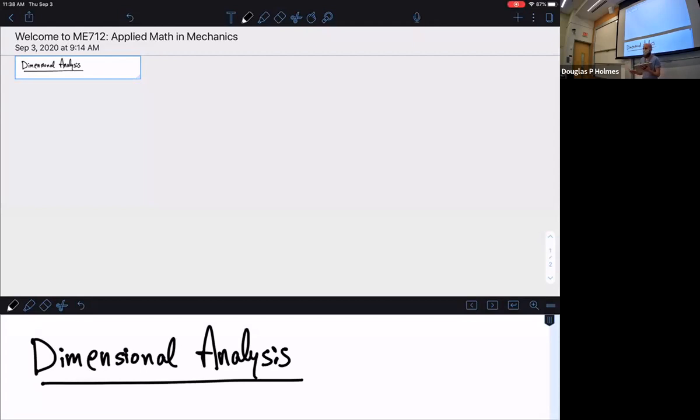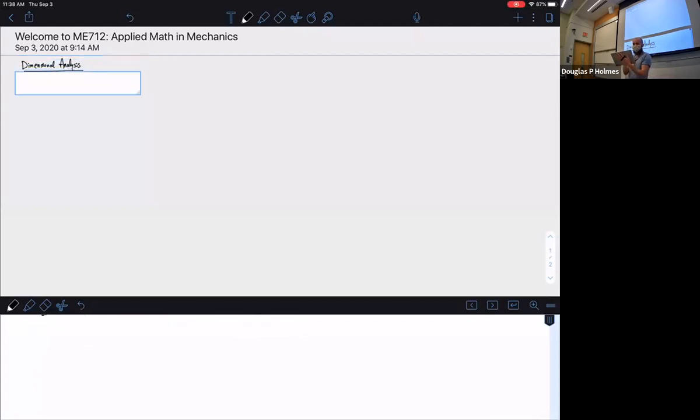And we'll start super basic, which is: there are 1, 2, 3, 4, 5, 6, 7 fundamental dimensions. Does anyone know what they are? Length, time, length. That's 3.